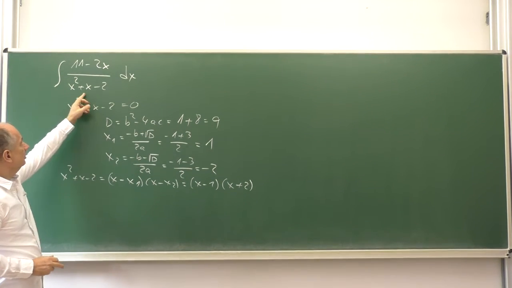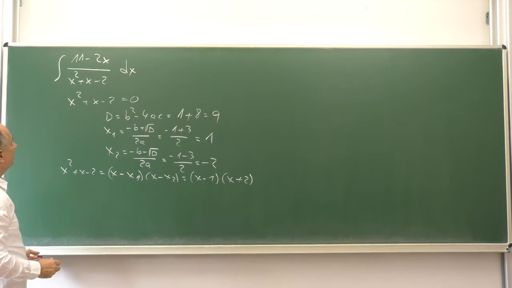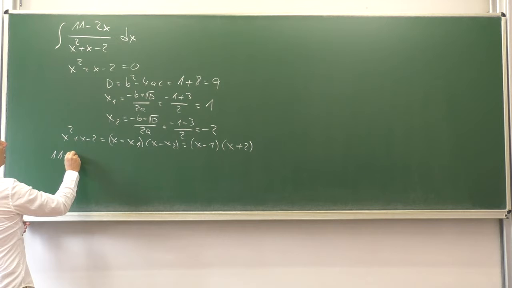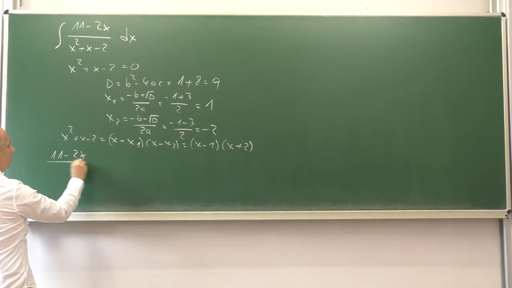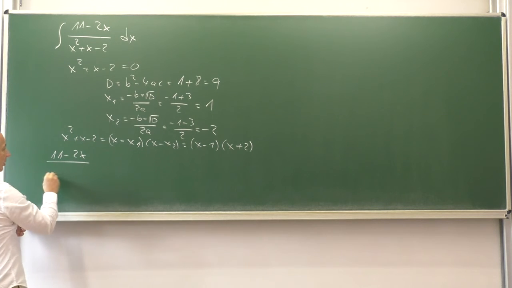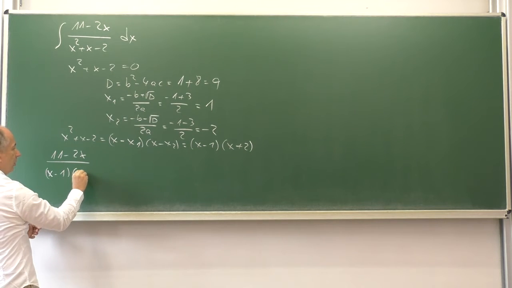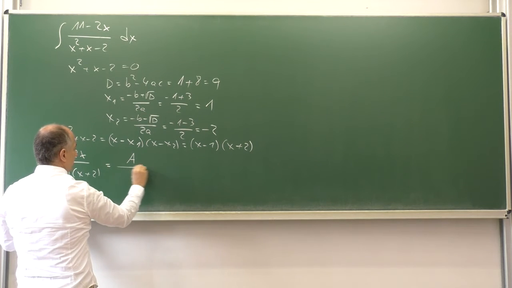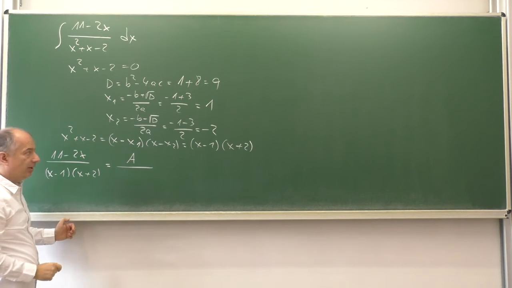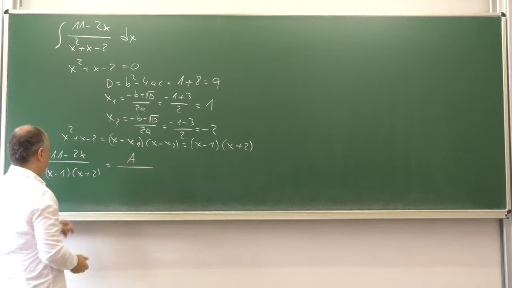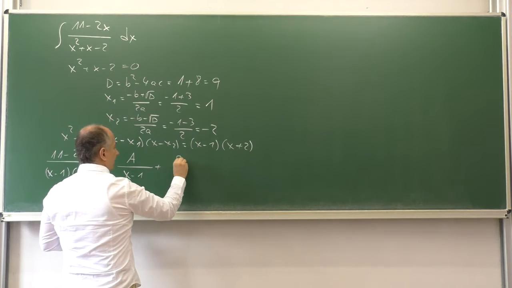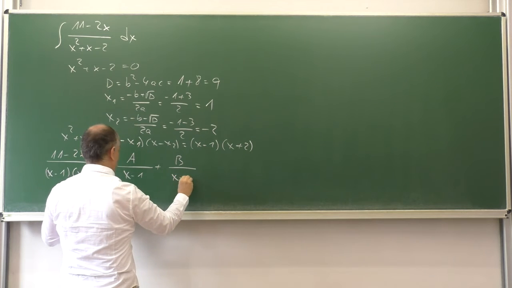Now we can decompose this fraction into partial fractions. Namely, we want to write 11 minus 2x divided by the quadratic polynomial, which we know already is equal to x minus 1 times x plus 2, and we want to write it as some coefficient, we don't know the value yet, so we write some symbol, some parameter, divided by the first bracket plus another coefficient divided by the second bracket.